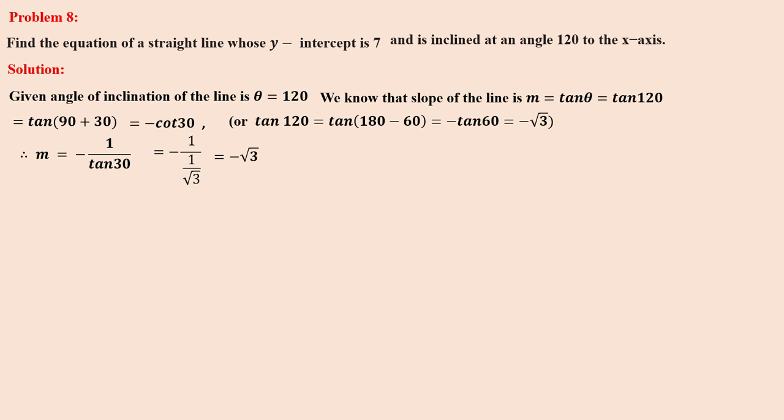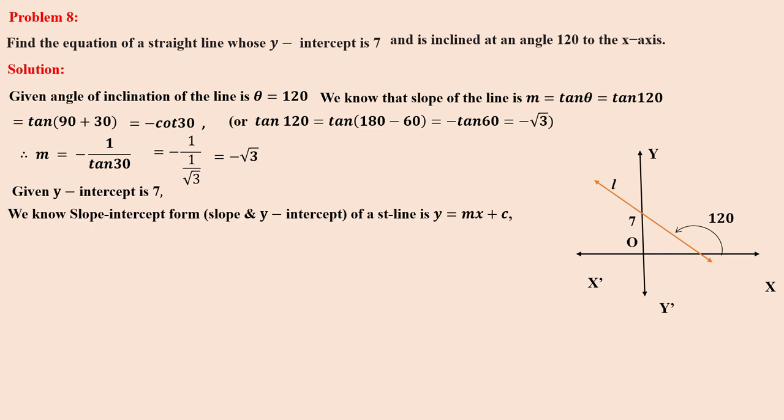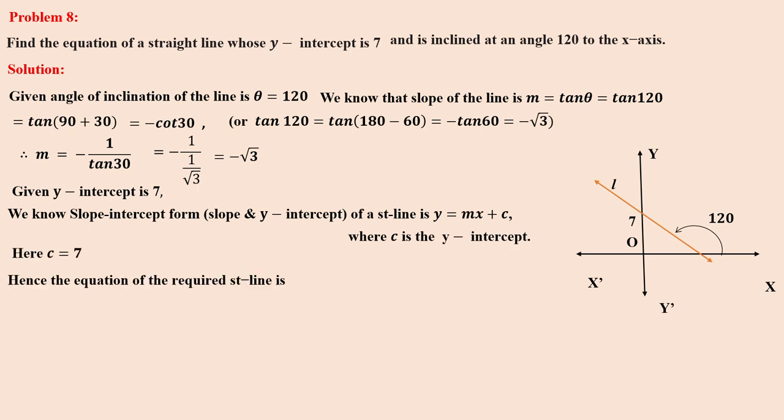Otherwise, given the y-intercept is 7, we know the y-intercept form y = mx + c, and c = 7 is given, right? This is the line, and this is 120 degrees, with intercept 7. So y = mx + c with m = -√3. The equation of the straight line is y = -√3 x + 7. Taking -√3x to the left hand side, √3x + y - 7 = 0, which is the required equation of the line.